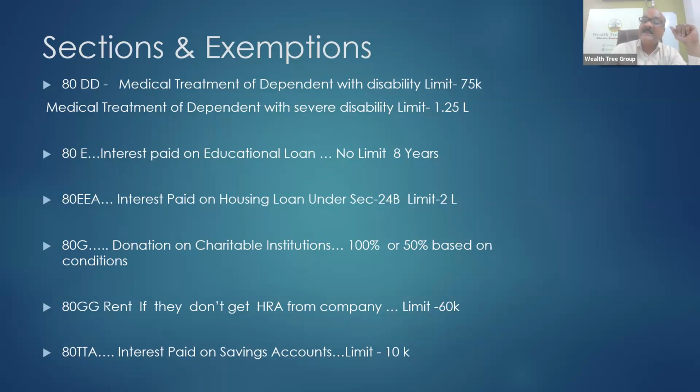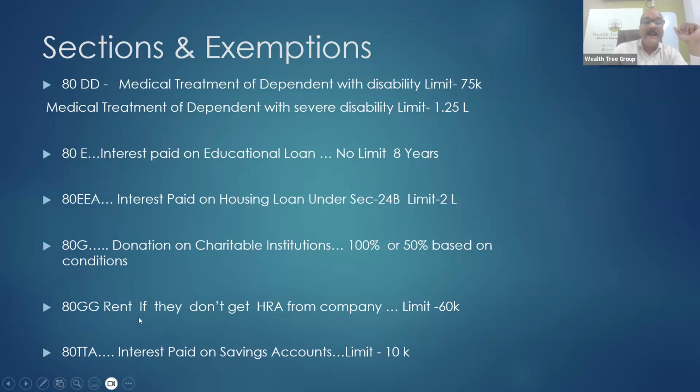And 80G is basically a donation that you give to charitable institutions, or you want to do some social service and you paid some money to them. That particular thing can be deducted under 80G. It depends upon your charity and the organization which is going to take the donation. Based on some conditions, you can claim either 50% or 100%.